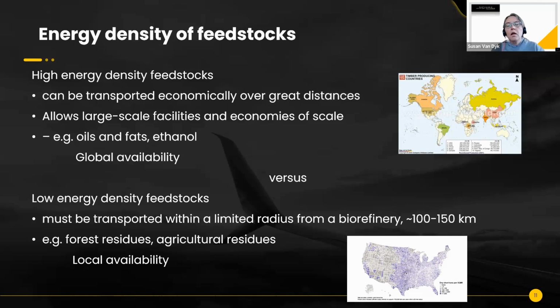They will tell you exactly in that county how much residues are available. And this, for example, I think is agricultural residues such as corn stover. So what you'll see here is that there's no corn growing there. So this is where your facilities would have to be located, because you can't really transport these feedstocks over large distances.